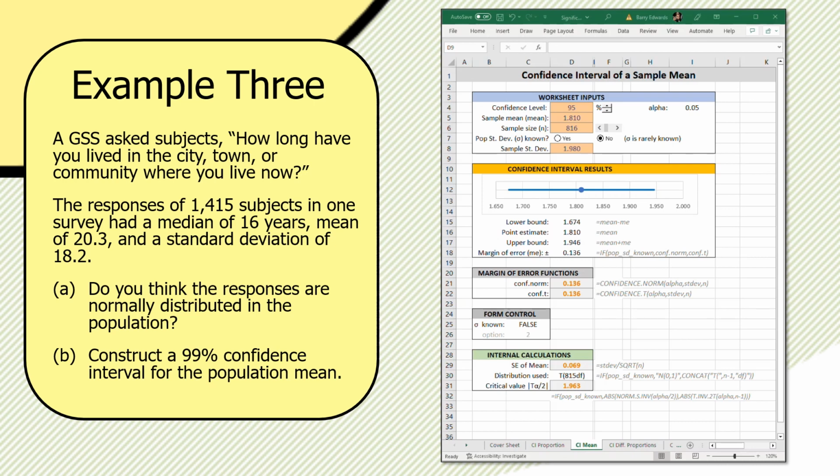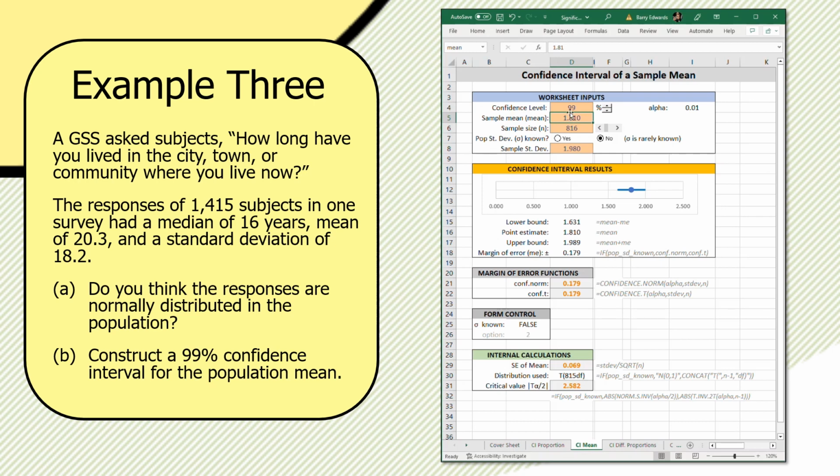Now let's look at the second part. This will require the worksheet. Construct a 99% confidence interval for the population mean. So we use our worksheet. The first item to input is the confidence level. It asks for a 99% confidence interval. So we will tell it to give us a 99% confidence interval.